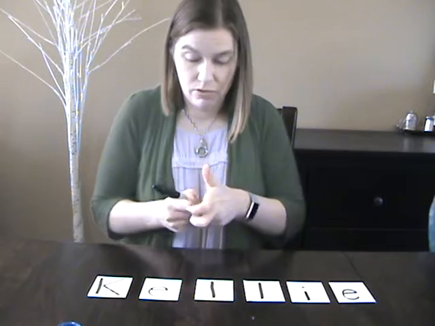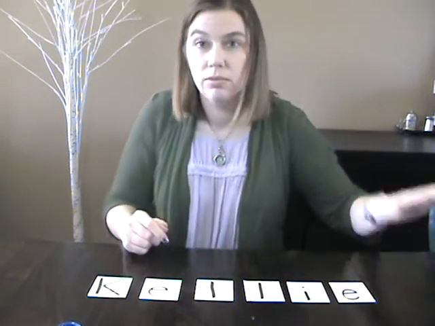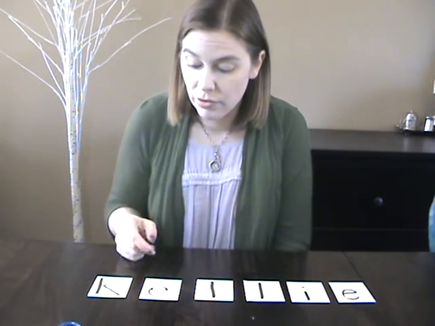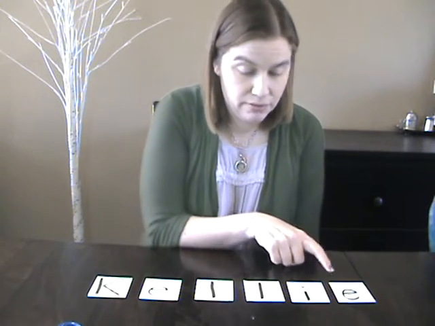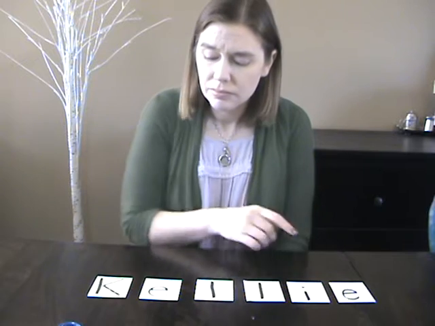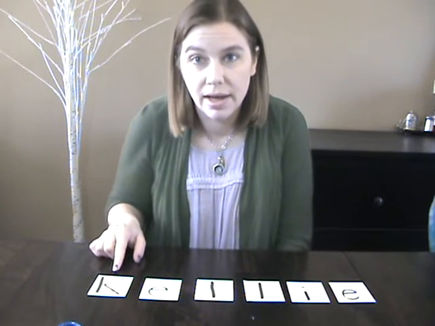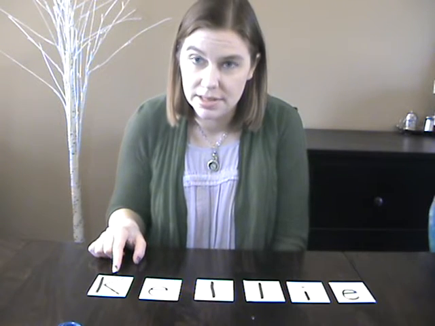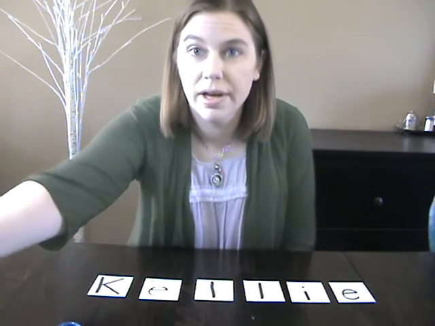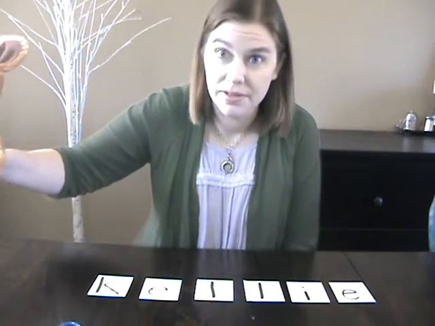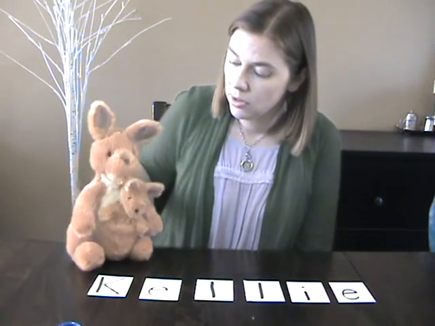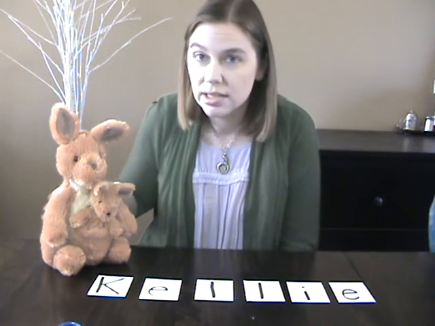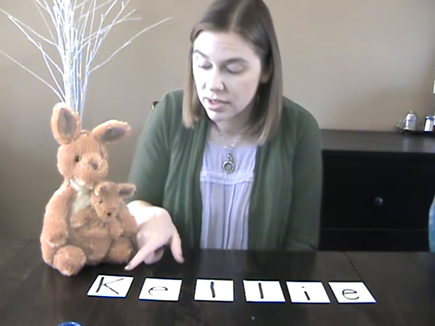So now what I'm going to do is I am going to find an object in my house for each of these letters of the alphabet. Okay? So first I have my letter K. K makes the k sound, doesn't it? So the object that I found, I got these ready ahead of time. I found what is it? Yes, a kangaroo. Kangaroo starts with the k sound for K.